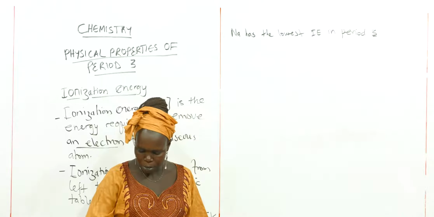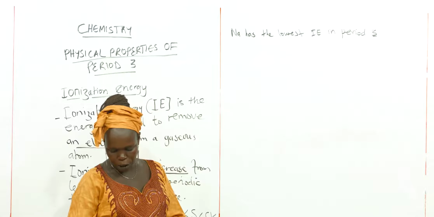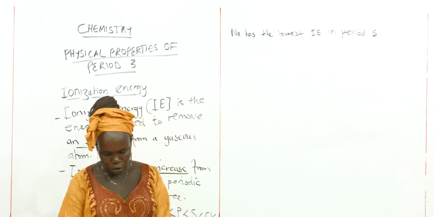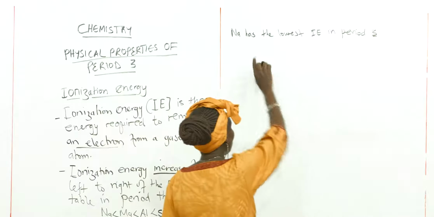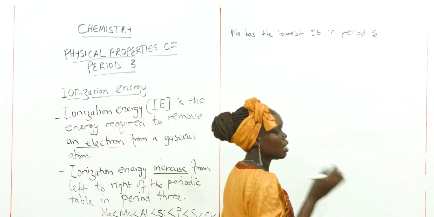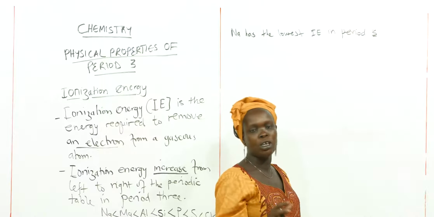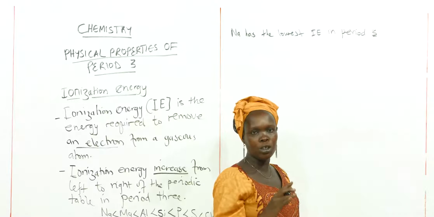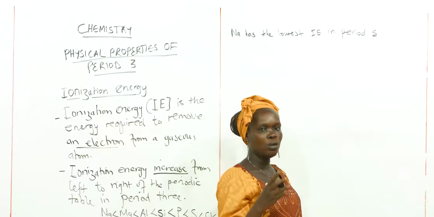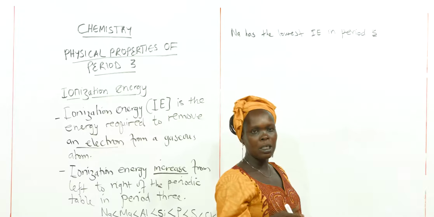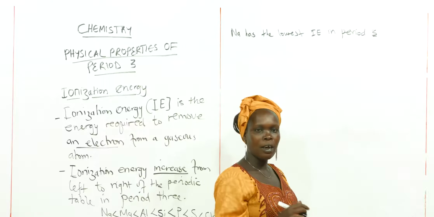So here we need to remember, however, there are exceptions or interruptions in the middle of the trend. As we move from left to right, as a rule, we say there is an increase in the ionization energy. But due to some exceptions, there is an interruption in the middle of this period as we move from sodium to argon. So these interruptions are brought about by some other factors.